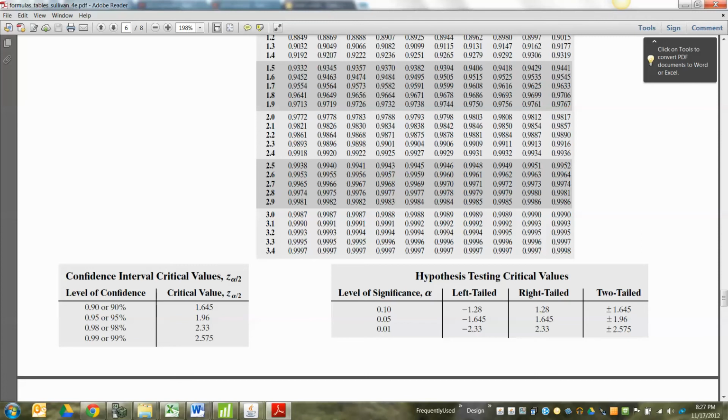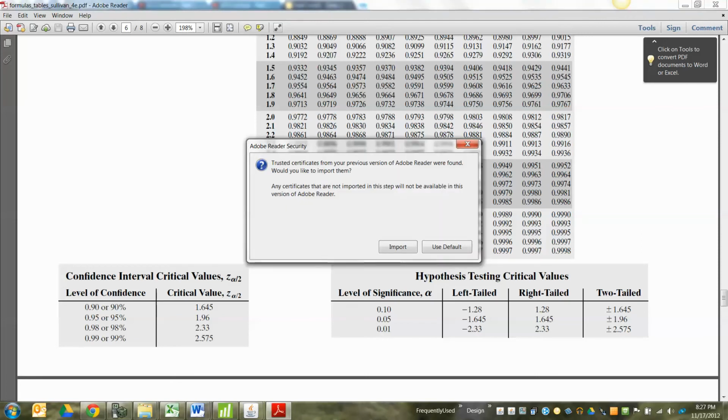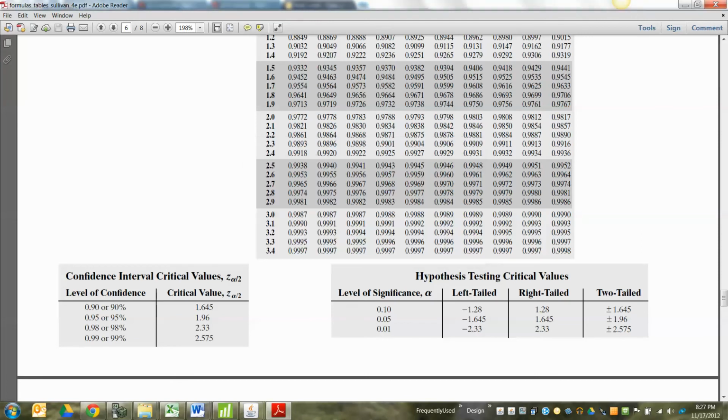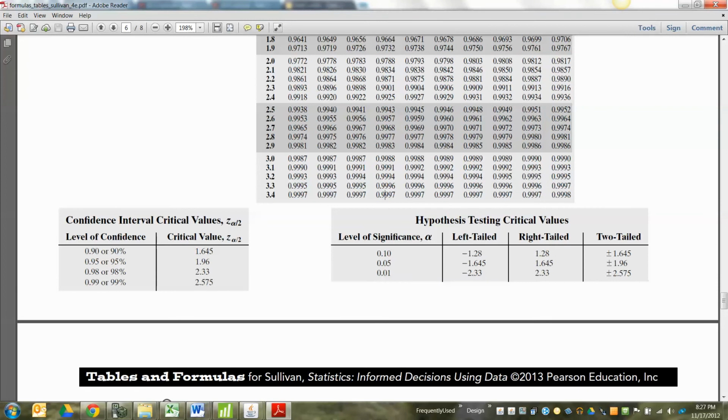All right, so I just pulled these up. So at the bottom of the normal table, there we go. So we have them right here, for example. This is a two-tailed test. Our alpha was 0.05, so we want the 1.96, plus or minus 1.96. So that's one way to get them.